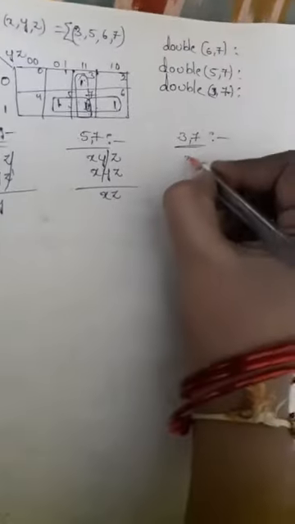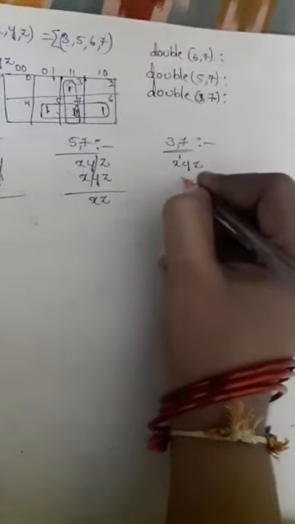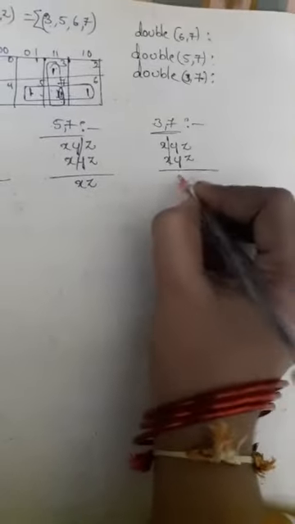Coming to the next double, that is 3 7. 3 7 is nothing but these two. So 3 will be 0 1 1, so we'll get x complement yz, and 7 will be 3 ones, so x y z. Then here x complement and x will be cancelled, so we'll get yz. The prime implicants become xy, xz, yz.